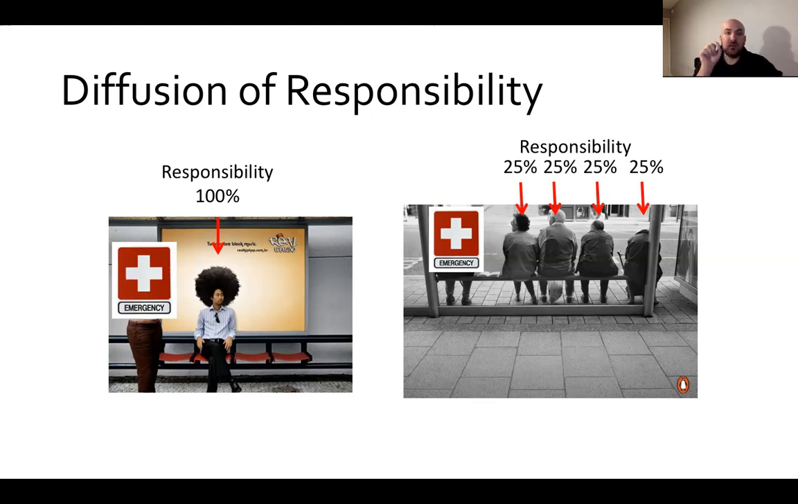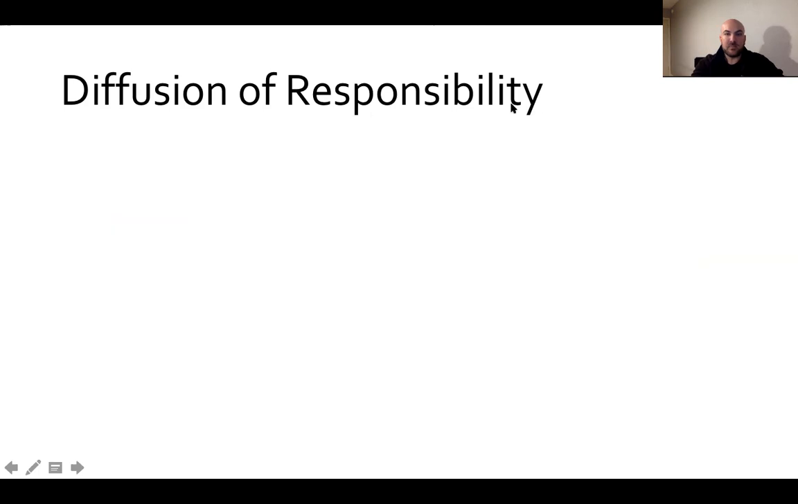It could be, ironically enough, that the more people that are around, the less likely any individual is to receive help. That's referred to as the bystander effect, that the more people are around, the less likely any individual is to receive help. And it could be explained because of diffusion of responsibility.